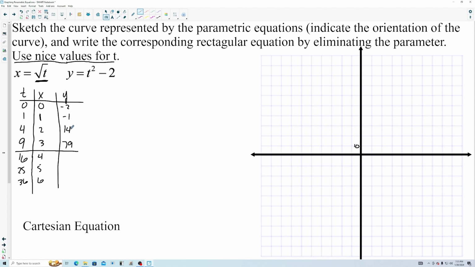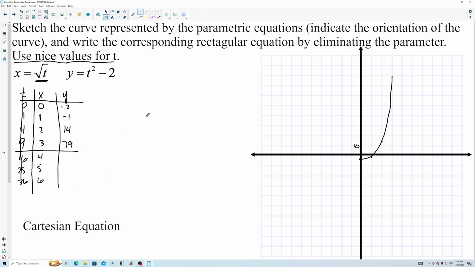So now once we get the t values, we're not going to use that to plot anything. Now we're going to plot the x's and y's. So 0, -2, maybe that's there. 1, -1, a little higher up. 2 goes to 14. And 3 goes all the way up to 79, 20, 30, 40, 50, 60, 70, 80, right there. And so maybe about right there. And so we have this is actually a parabola. Like this. All right, there we go.